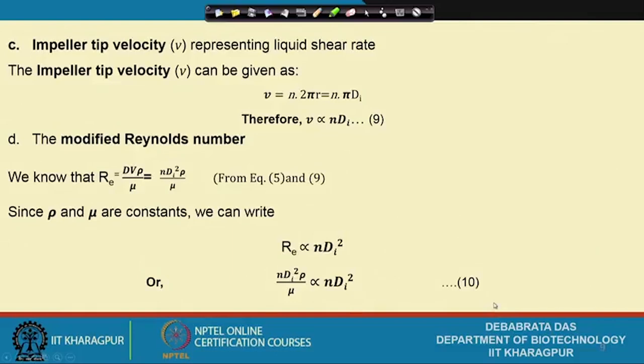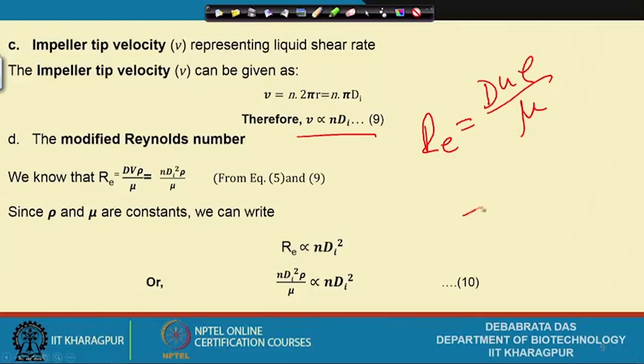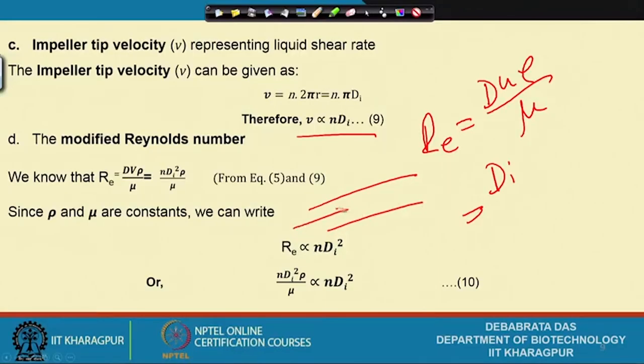Now, this is the tip velocity. I have already shown you how it has come, and the Reynolds number. What is the Reynolds number? Reynolds number Re is d u rho by mu. Am I right? Here d is the diameter of the impeller. One thing we should remember: in case of any kind of vessel, the agitation, we call it the agitation Reynolds number. This is not the normal Reynolds number. What is the normal Reynolds number? When liquid is passing through a pipeline, that Reynolds number is this.